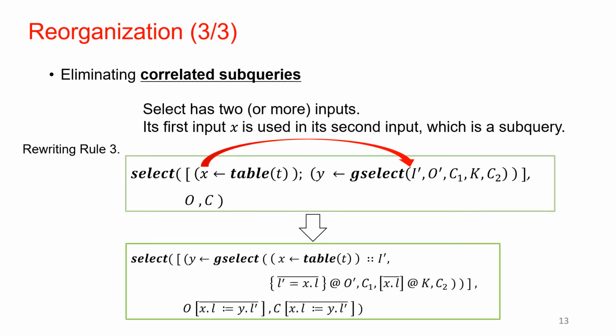The third rewriting rule eliminates correlated subqueries. A correlated subquery is a nested subquery in which the outer select has two or more inputs. Its first input is used in the second input, which is a subquery. Correlated subqueries often show rather poor performance. We can eliminate a correlated subquery by a similar rewriting as before. The details are found in our paper.